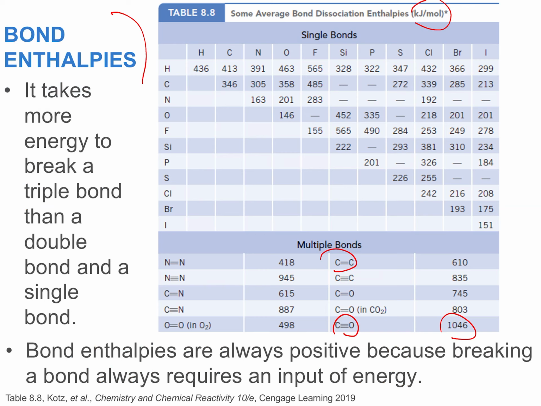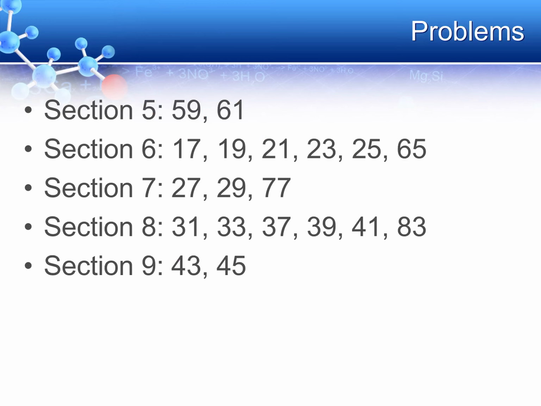And for the double bonds, they're also much higher than the single bonds. So these are all single bonds, and then you have double bonds and triple bonds. So it takes more energy to break a triple bond than it takes to break a double bond, and then to break a single bond. But the other thing I want to leave you with is these are always positive. Notice every single number in this table has a positive value because breaking a bond always requires an input of energy. So please do these problems to assess your mastery of this topic, and I will see you next time.